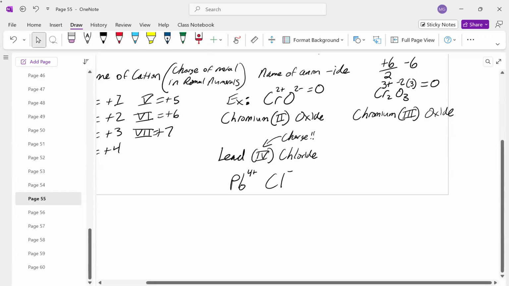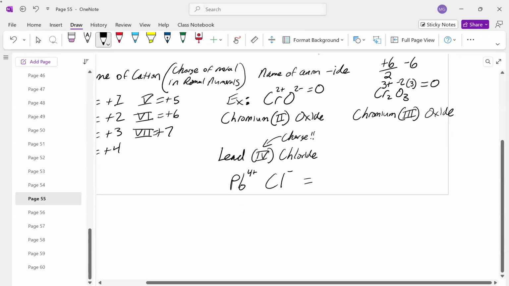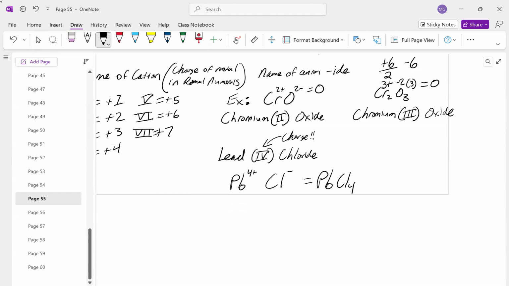So how do I get to the final formula? Well, in order for it to add up to 0, I need 4 chlorines to balance out the +4 charge of lead. So PbCl4.